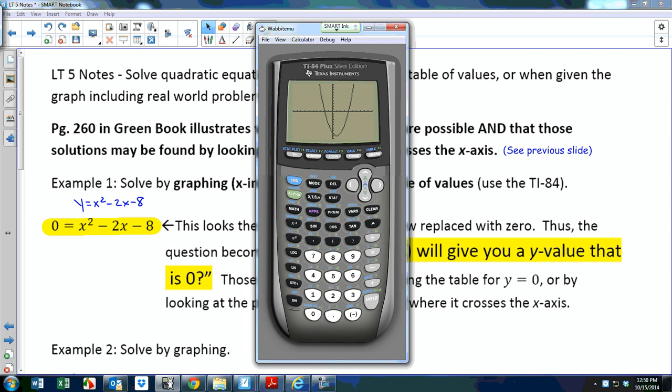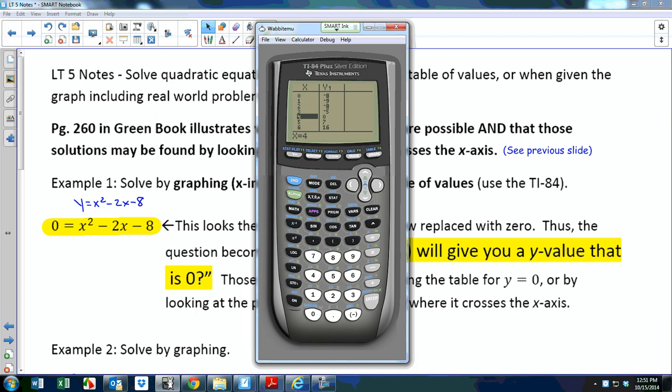What does it look like the answers are? Crosses twice. Looks like -2 and 4. Now, can you with 100% certainty say that the answer is 4 and not 3.99? Not just by looking at this, you can't. Which is why we're going to look at the table. Because if the table says 4, 0, which let's look, the table says at x value 4, you get a y value 0, then the answer is 4.